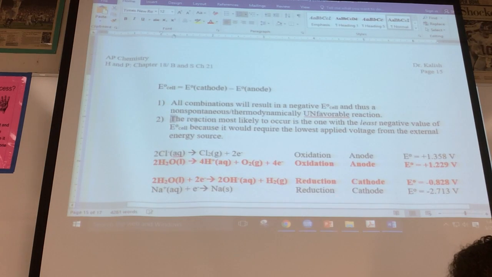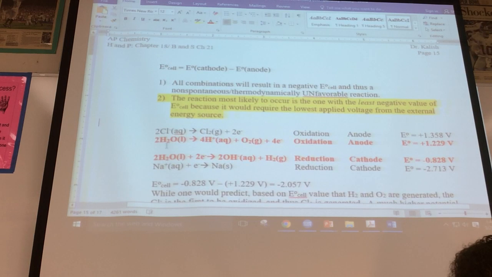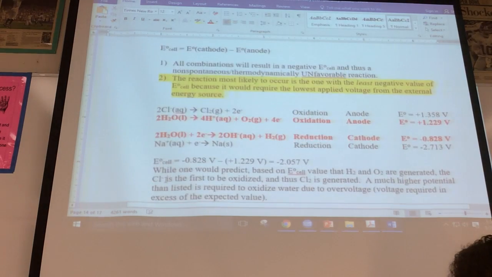Here's the key right here. The reaction most likely to occur is the one with the least negative value of E cell, because it would require the lowest applied voltage from the external energy source. You don't want to waste, so you want to use the lowest energy, the lowest voltage possible. So what I've done here is I've grouped together the two oxidation reactions. Those are the two flipped ones from here. We discussed why we flipped them. And now I'm looking for the combination that gives me a negative E cell as close to 0 as possible.